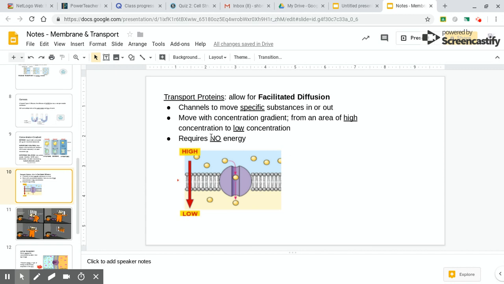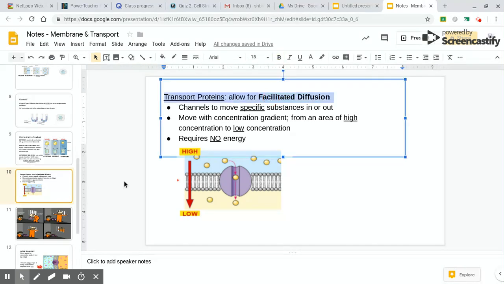So there's really no energy required by the cell. It doesn't have to do anything. This can just happen on its own. It just has these proteins around to help it out. Now, this is passive transport, but it's still diffusion, but it's being helped. So we'd call it facilitated diffusion. Diffusion that's being facilitated is to be helped along.